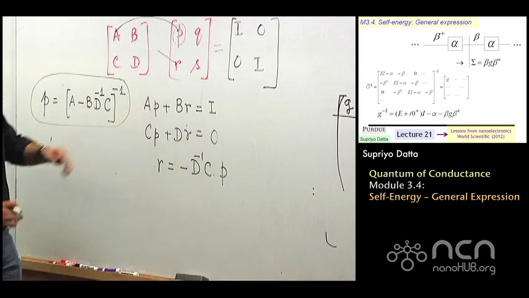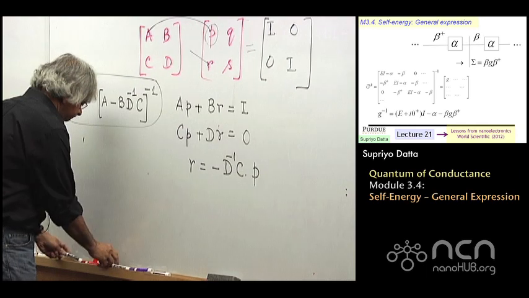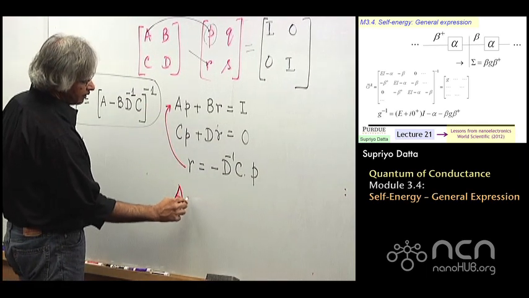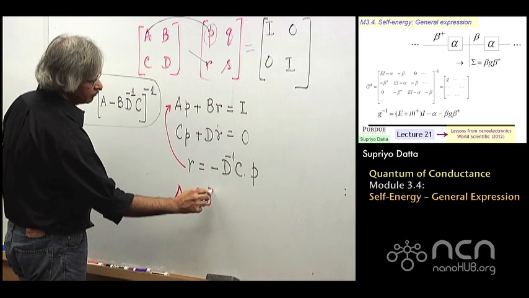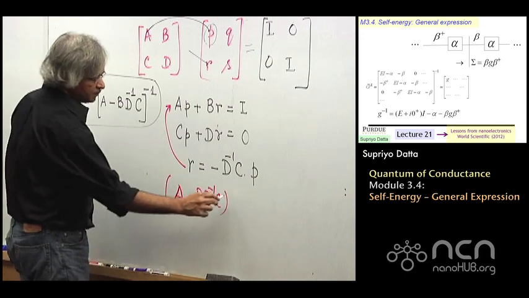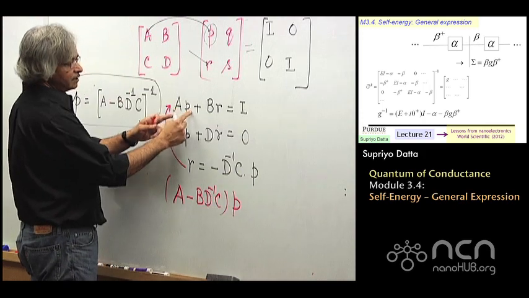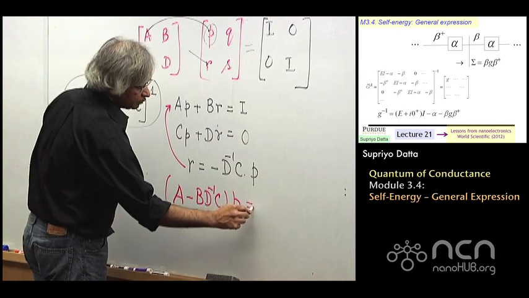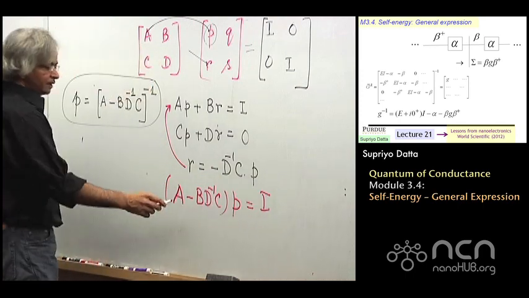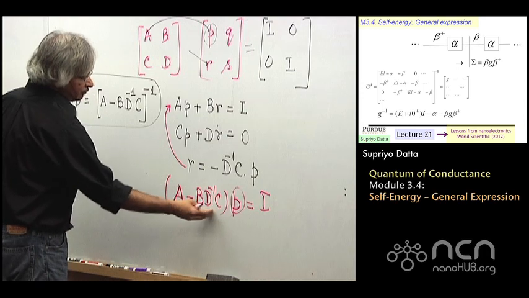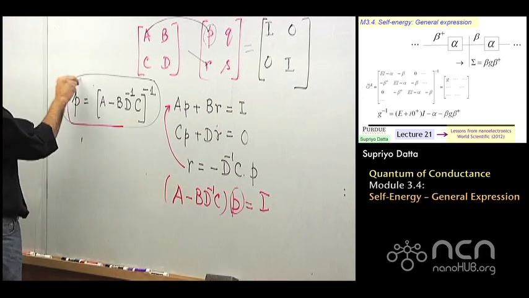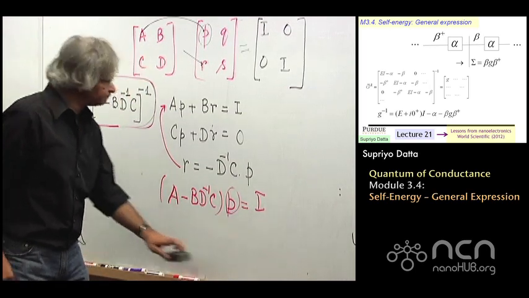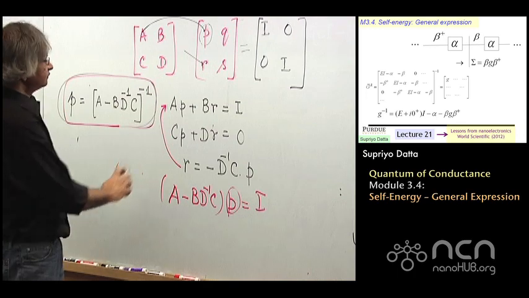And if I substitute this back into the first equation, what I'd get is A minus B D inverse C times P, because I've got AP and then BR becomes minus B D inverse C times P, is equal to I. Which tells me that P is equal to the inverse of that quantity. And that's what I wrote here. So that's the basic result I was trying to get at. Okay, so let me take this off now.